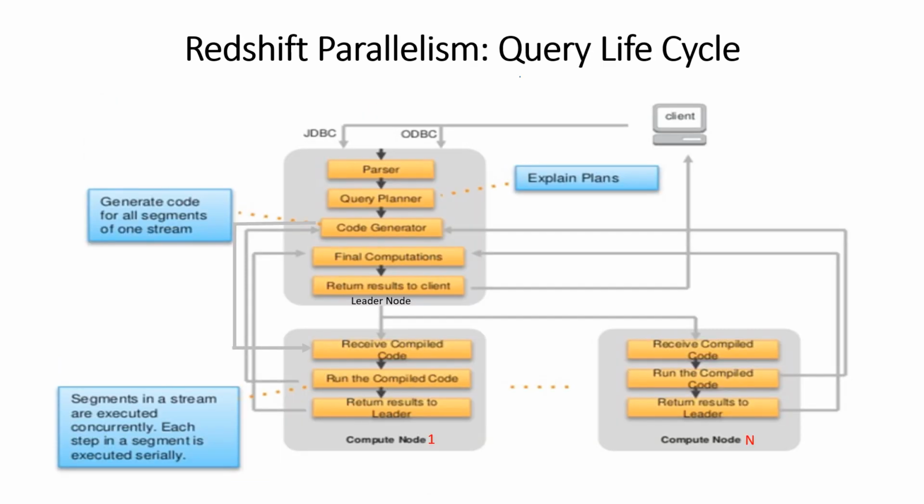Let's review the query lifecycle in more detail. When the client has a query through JDBC and ODBC, it reaches the leader node. The leader node first parses it, then does query planning and creates code. This code gets sent to all the compute nodes. We have compute node 1 to n. They all run pieces of the query and then they return the result back to the leader node. The leader node does the final computation and returns the result back to the client.